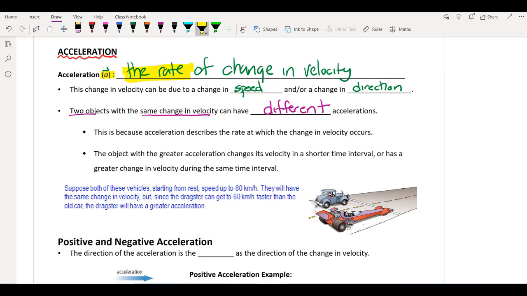For example, if you have two cars, a fast car and a slow car, and they're both racing to 60 kilometers an hour, the faster car is going to have greater acceleration. They're both starting off at 0. They're both ending up at 60. So the final and initial velocities, or the speeds, are the same. What's different is the amount of time. The faster car did that change in less time. So it's going to have greater acceleration.